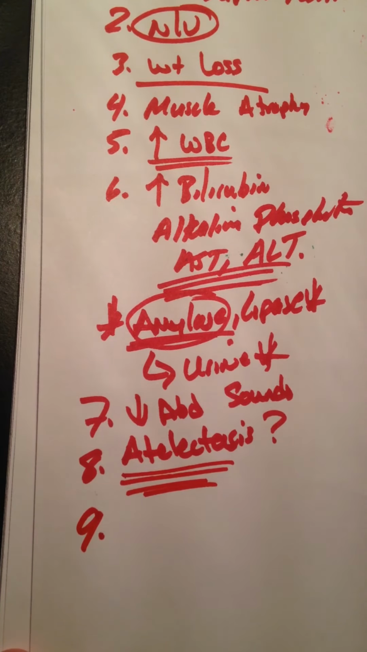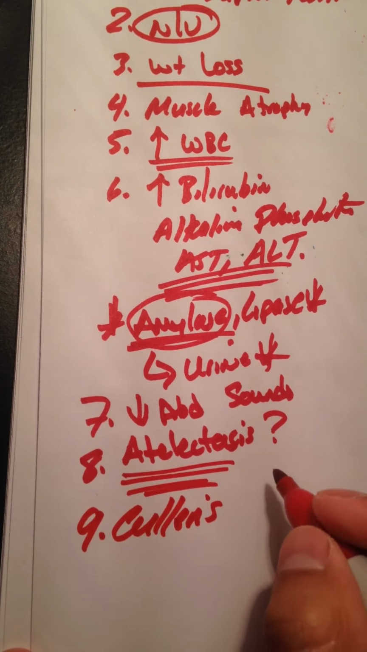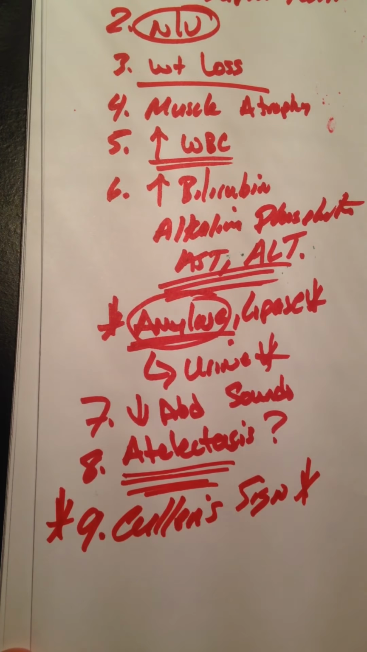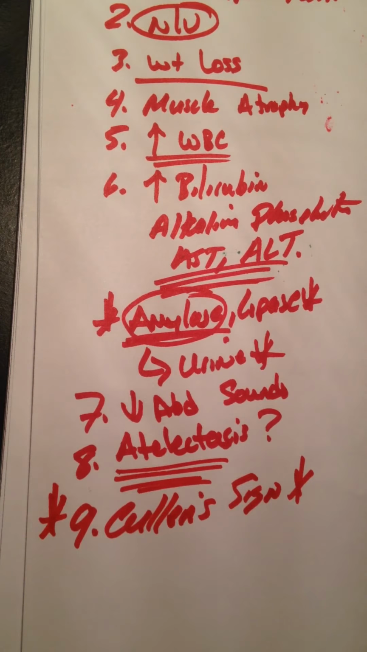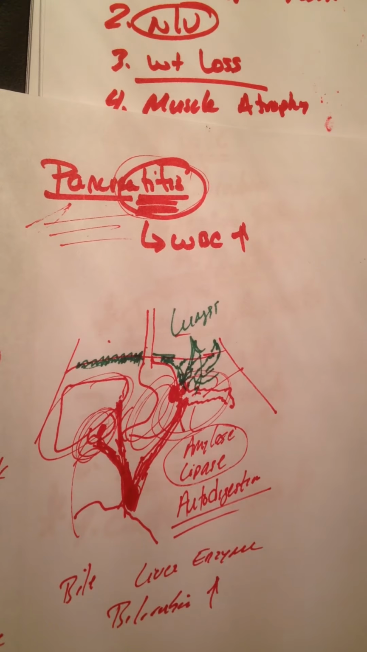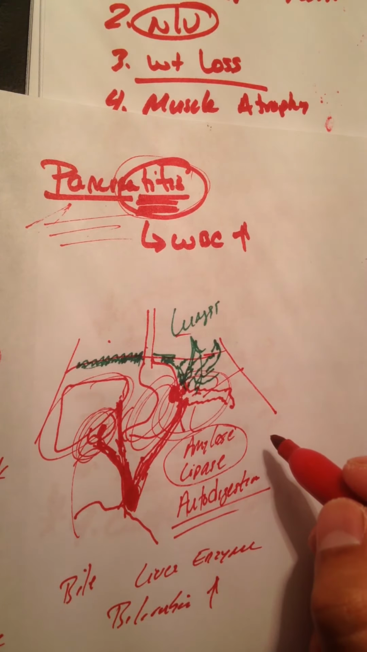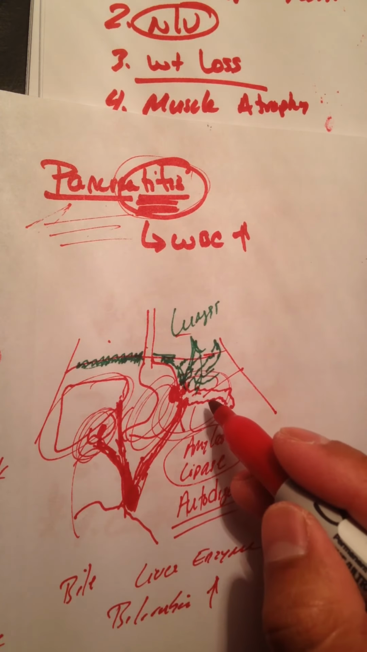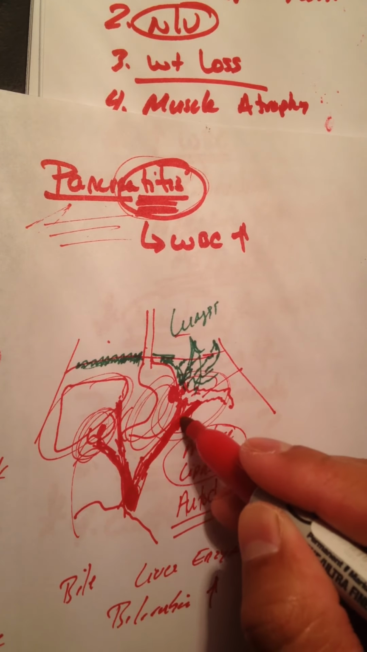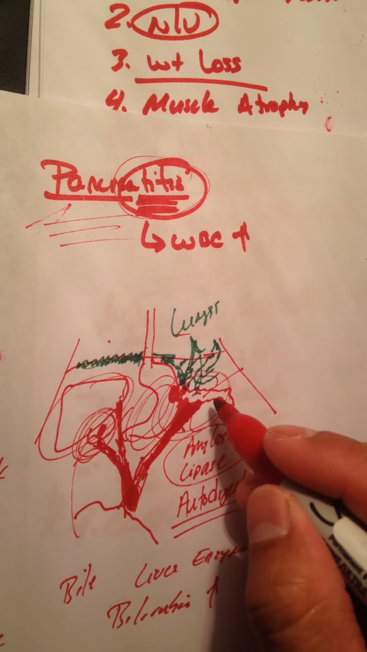Number nine, Cullen's sign, and if I'm pronouncing that wrong, I apologize. Make sure you know this for your NCLEX. Now, if the autodigestion is severe enough, what's going to happen is your pancreas, remember, it's getting blood to it. So if the source of blood, that's vein, artery, something that's bringing blood to the pancreas, if that begins to also be digested, what's going to happen?